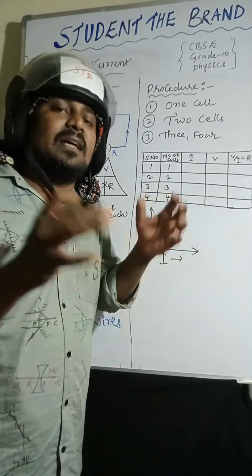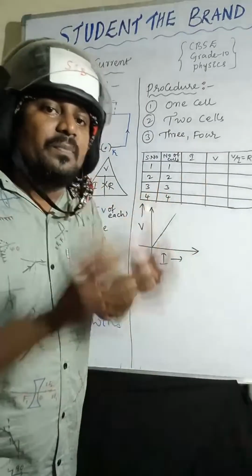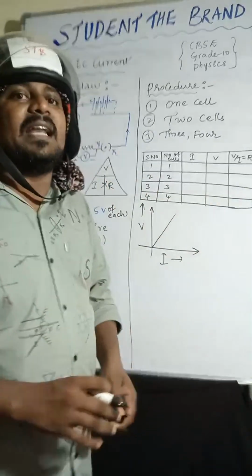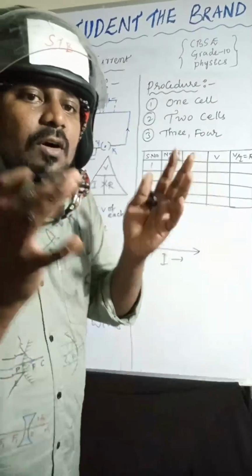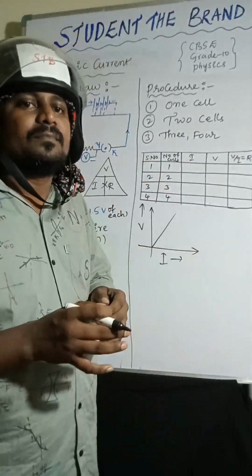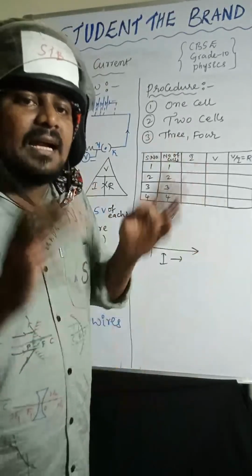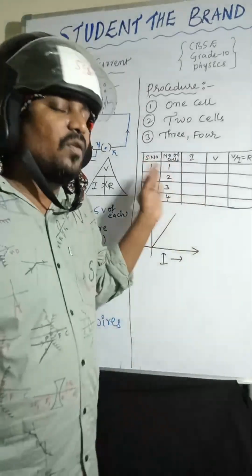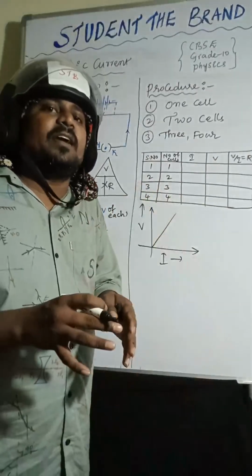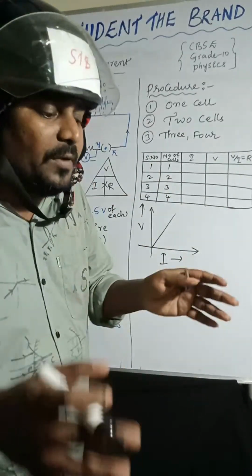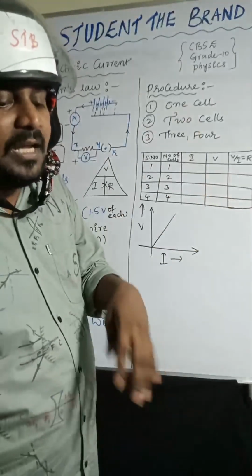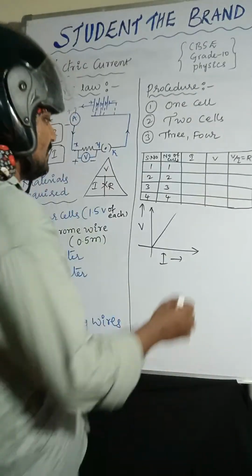Ohmic conductors are the substances, the conductors which obey Ohm's law. The conductors which obey Ohm's law are called ohmic conductors. The conductors which do not obey Ohm's law are called non-ohmic conductors.